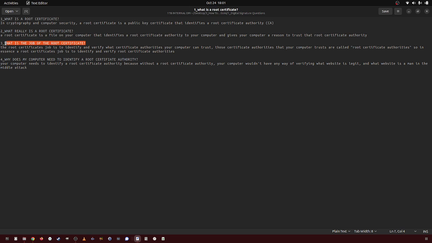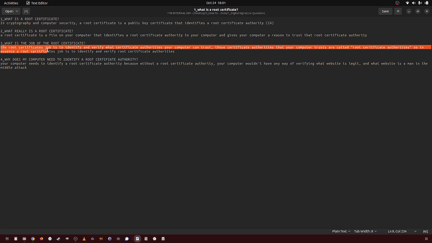What is the job of a root certificate? The root certificate's job is to identify and verify certificate authorities that your computer can trust. Those certificate authorities that your computer trusts are called root certificate authorities. So in essence, a root certificate's job is to identify and verify root certificate authorities.